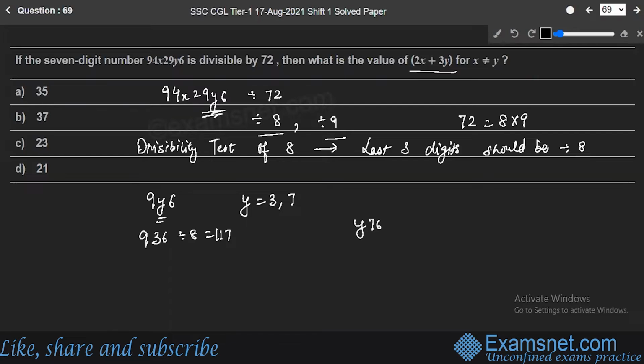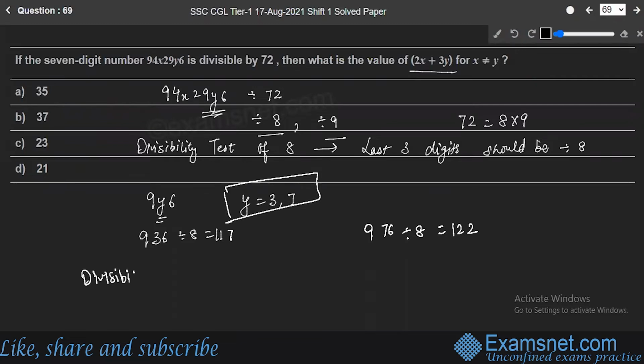Also, this is 976, divided by 8 gives you 122. So that means y can have either value as 3 and 7. So now, what is the divisibility test of 9?